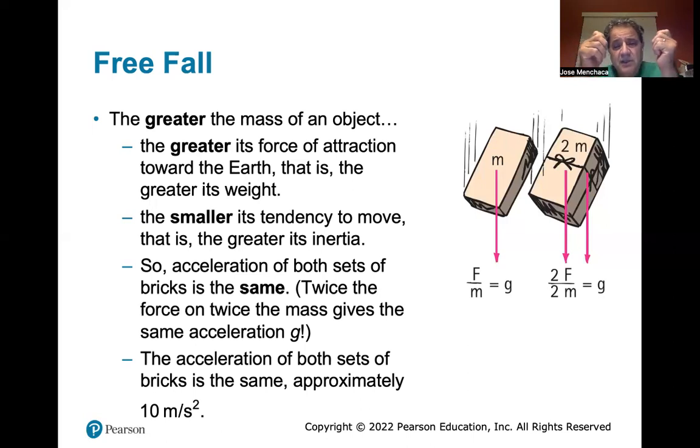It's gravitational acceleration. Twice the force on twice the mass gives the same acceleration, g. The acceleration of both sets of bricks is the same, approximately 10 meters per second squared. To be exact, 9.8 meters per second squared. So here you can see one mass, and the force divided by the mass is equal to g. Here, twice the force divided by twice the mass is equal to the same g.